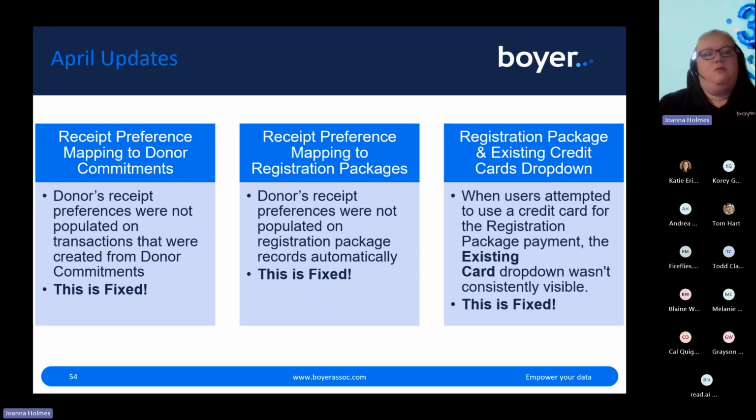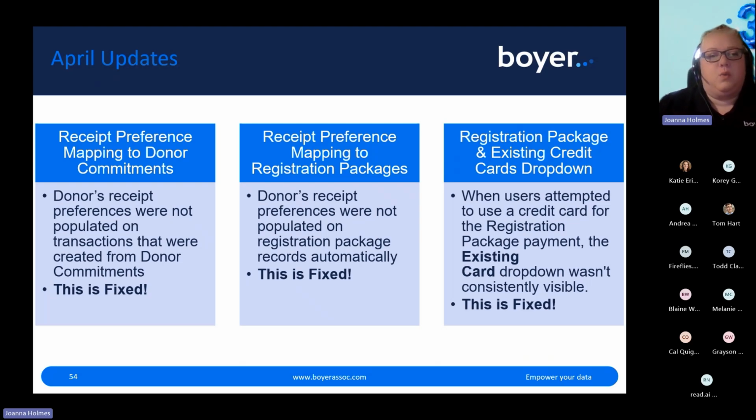But if we were creating a donor commitment on that record, it was supposed to pull in the receipt preferences. So if I'm someone, I make a donation, I would prefer my receipt in an email versus a letter. That information wasn't pulling through from a contact record onto a donor commitment, donor commitments being pledges. That's fixed now. So it will pull that information, will work as expected.